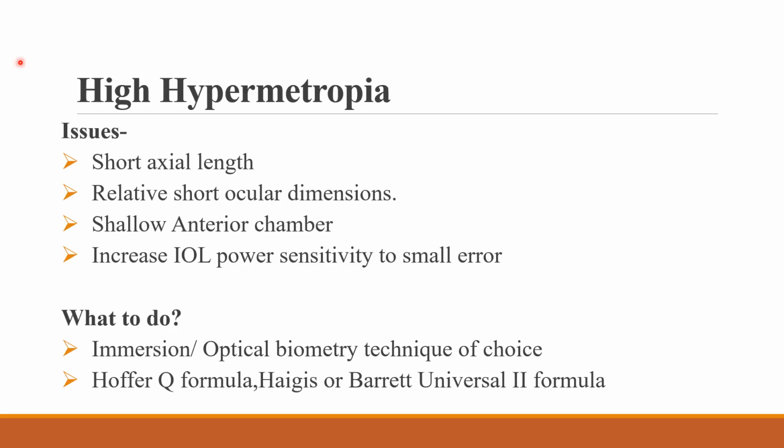High hypermetropia. Here issues are short axial length, relative short ocular dimensions, shallow anterior chamber, increased IOL power sensitivity to small error. And the solutions are immersion optical biometry technique of choice, Hoffer-2 formula, Haigis or Barrett Universal 2 formula.